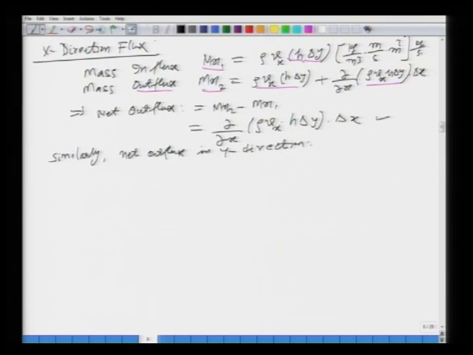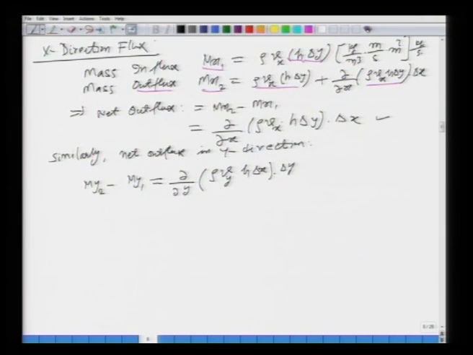Okay. So, if you did that, you will have my2 minus my1 will be equal to what? Well, it will be del del y of your rho, the velocity in the y direction, times h delta x. Delta x is the area across which this flux is flowing, and then delta y is the direction in which some changes are taking place. Okay. Now, as per the continuity equation, all right.